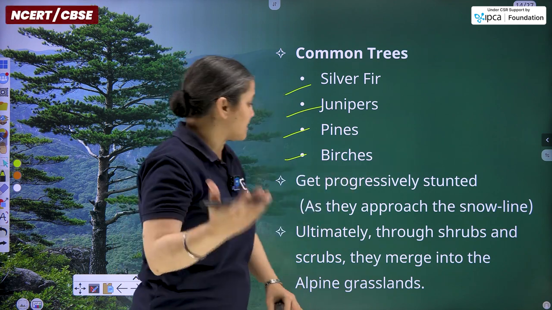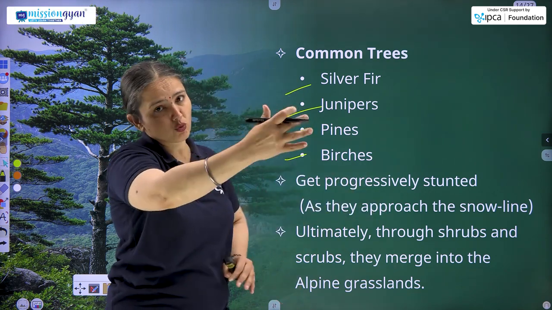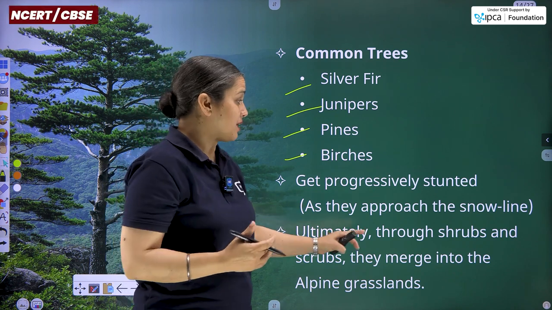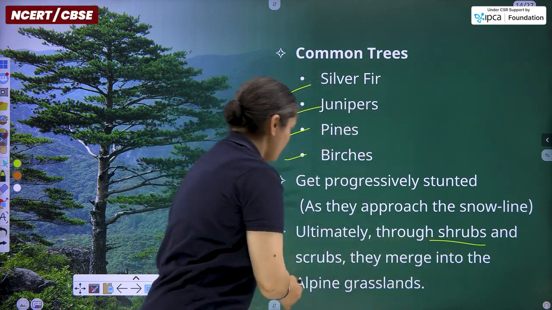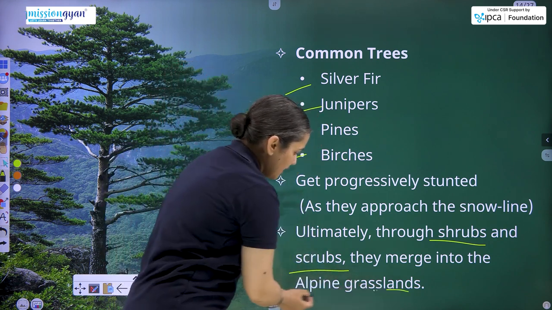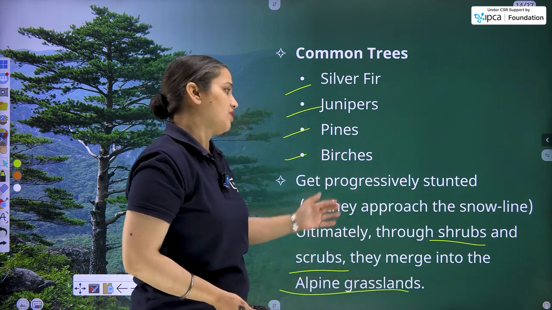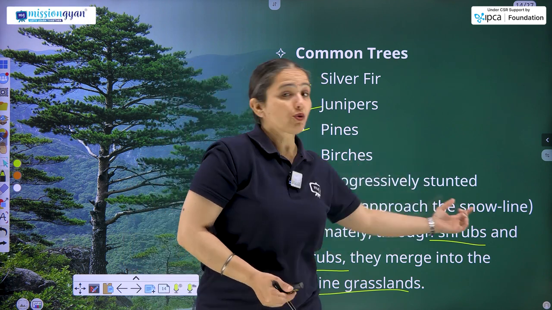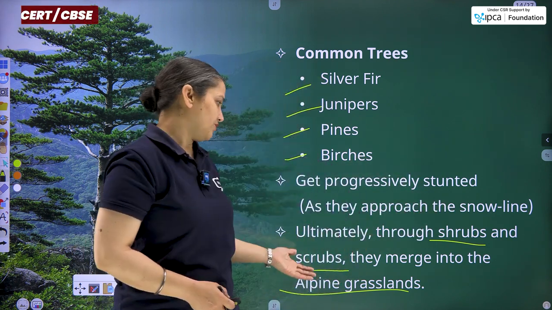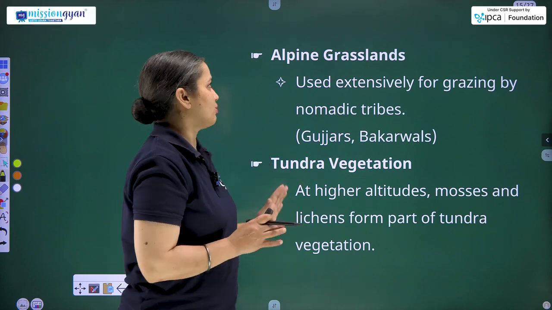They get progressively stunted as they approach the snow line, because thereafter the snow-covered region starts. Ultimately, through shrubs and scrubs, they merge into the alpine grasslands. So the meeting point of shrubs and scrubs is where the snow line is approached, and thereafter such kind of vegetation is prominently found.